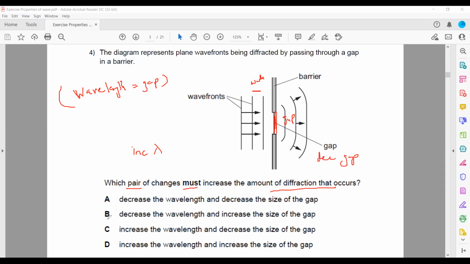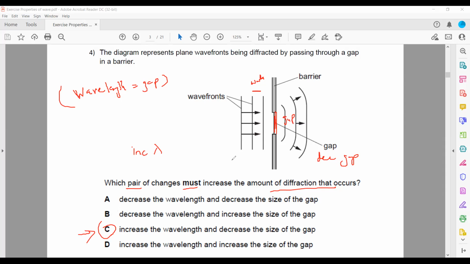So what is the right answer? Increase the wavelength and decrease the gap size. So C will be the right answer until it balances with each other. Because the question is which pair, we have to select a pair, like what should happen to the wavelength. As the wavelength is smaller, we should increase the wavelength, and the gap is larger, so we should decrease the gap. That's why C is the right answer.